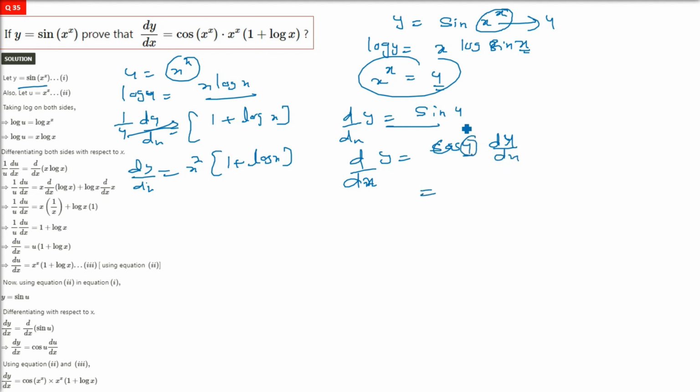So now in place of u, replace it by x to the power x. So cos x to the power x, and in place of du by dx, just place this one, x to the power x, 1 plus log x. So what do we get? cos x to the power x, x to the power x, and 1 plus log x.